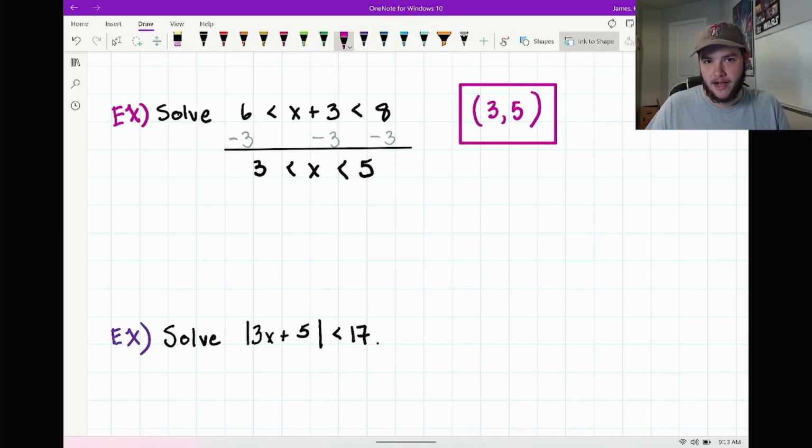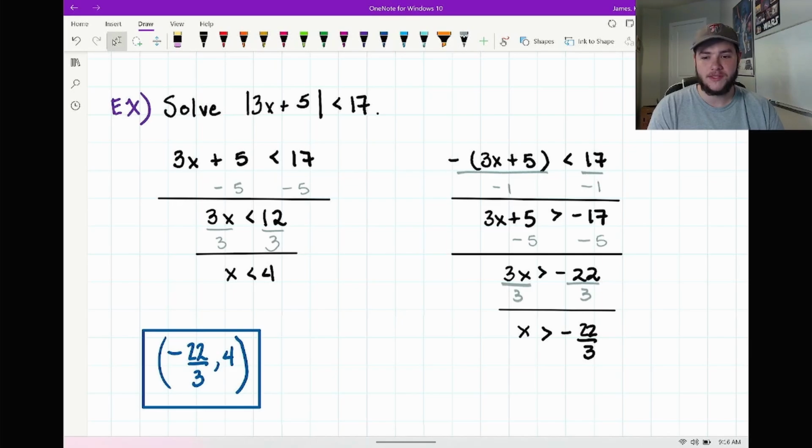In the next problem, we have an absolute value showing up. Remember, when I have absolute values, I have two cases to consider. Pause the video here, see if you can tackle it on your own. The solution set is negative 22 over 3 to 4, including neither.